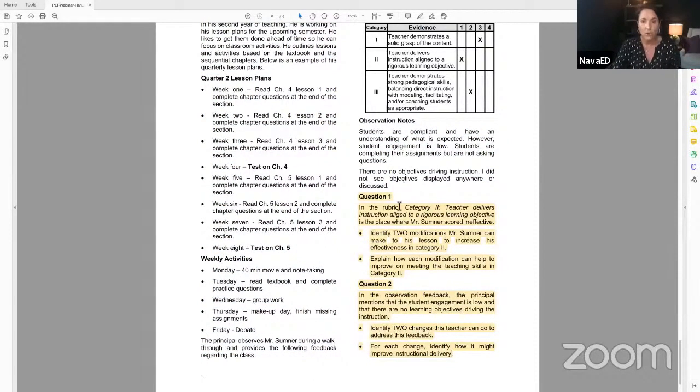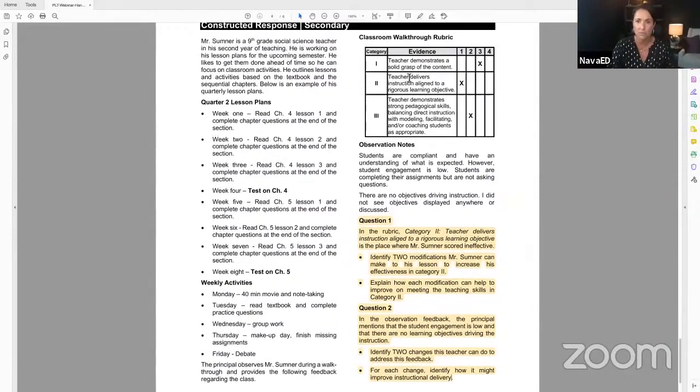So let's go with question 1. In the rubric, category 2, teachers deliver instruction aligned to rigorous learning objective is the place where Ms. Sumner scored ineffective. So let's go up to the rubric.